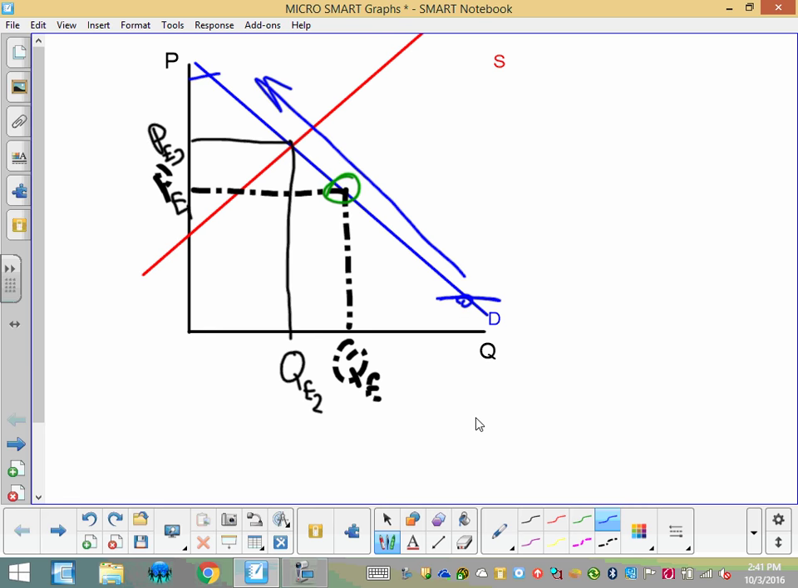Inelastic means we raise the price, what occurs? Increase in total. Okay, if I said increase in price, what occurs? And you said increase in price? No, it'd be an increase in total revenue. Total revenue. You guys understand that?